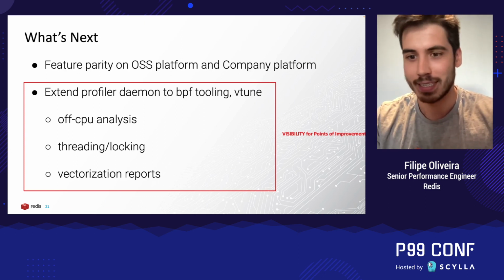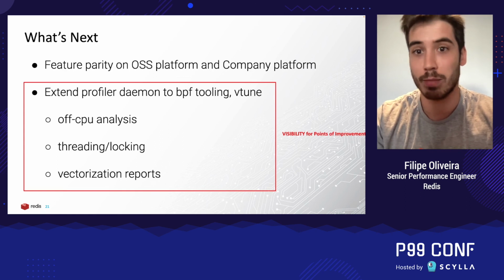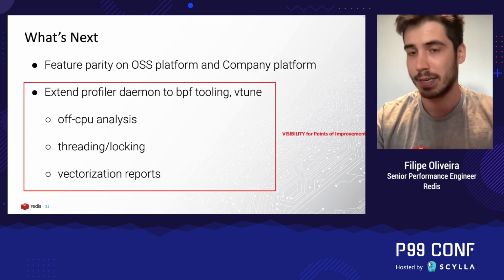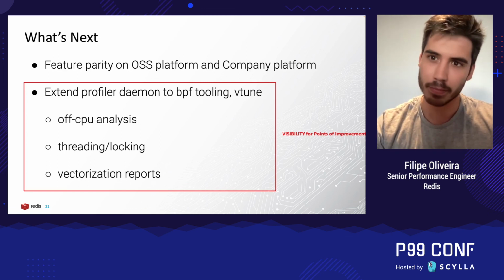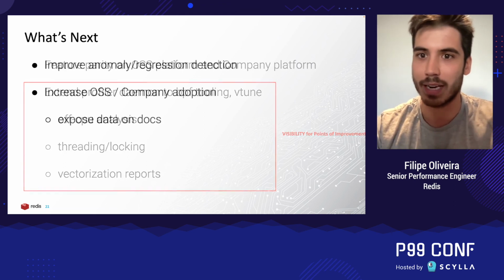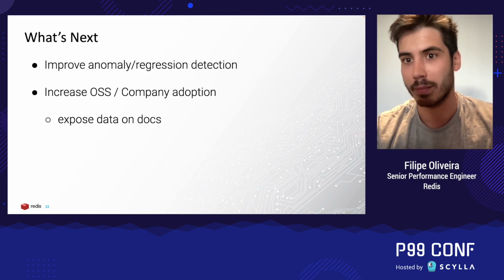Ultimately, what I've been discussing up until now is that we basically want to add more and more visibility to the unknowns that we have right now, and we want to completely remove them and be able to fully explain the numbers that we are getting for each of the workloads that we are adding when we talk about measuring the performance of Redis.